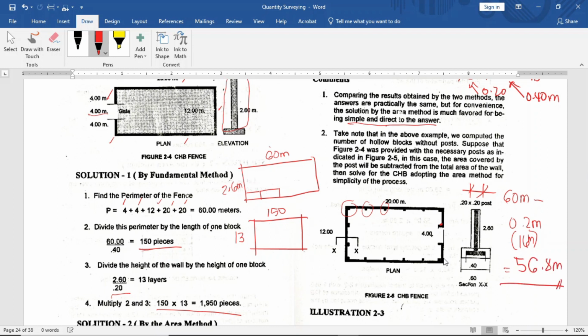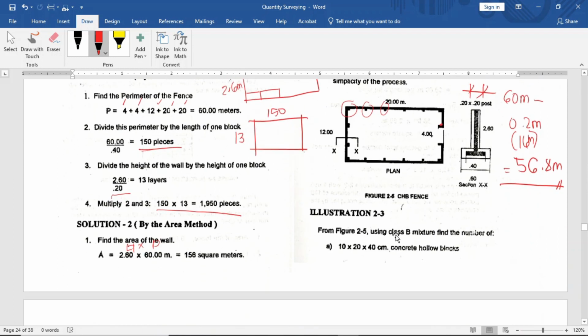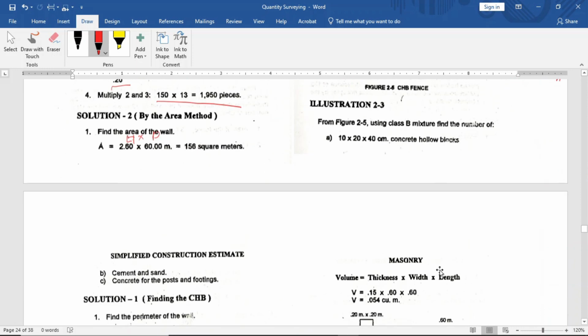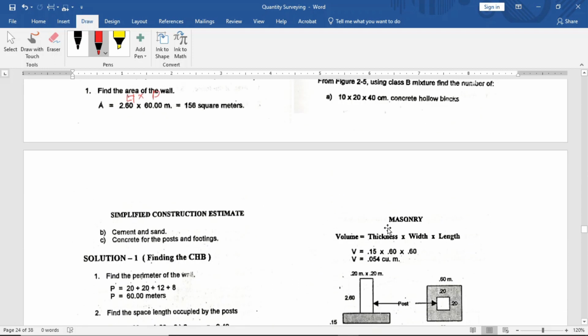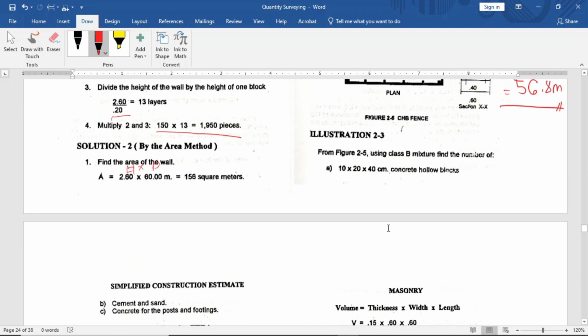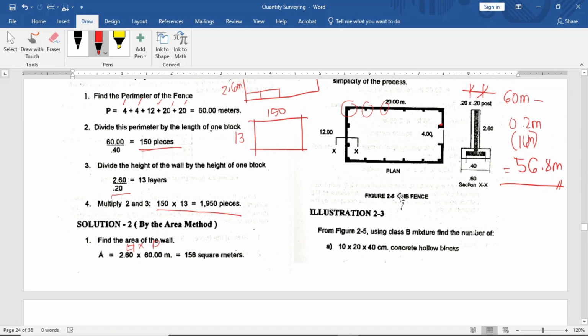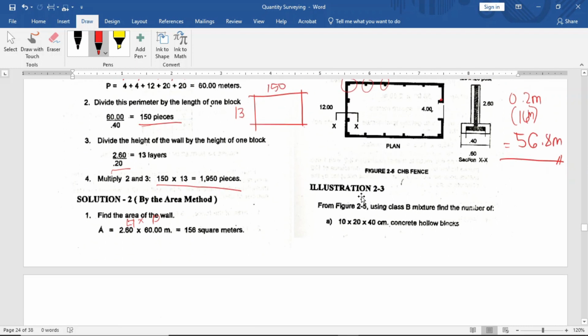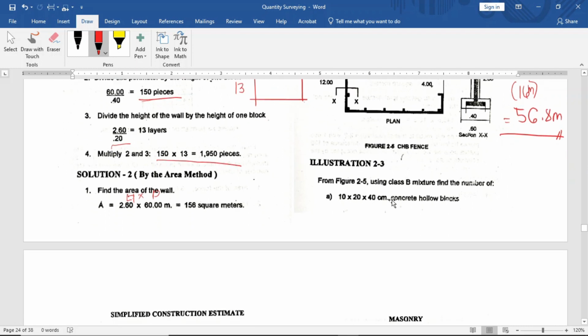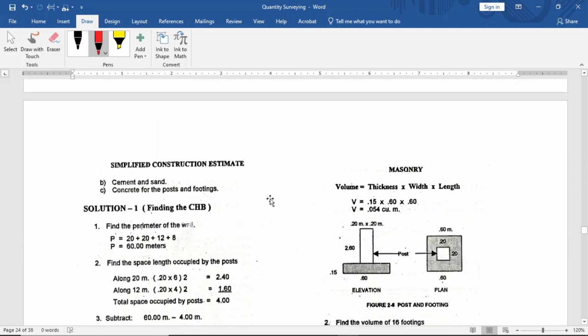Yan ay kung meron tayong mga columns. Yan, dideduct natin. Kung meron tayong columns, meron pa tayong example dito. From figure 2-5, using class B mixture, find the number of 10 by 20 by 40 centimeters hollow blocks, cement and sand concrete for the post and footing.